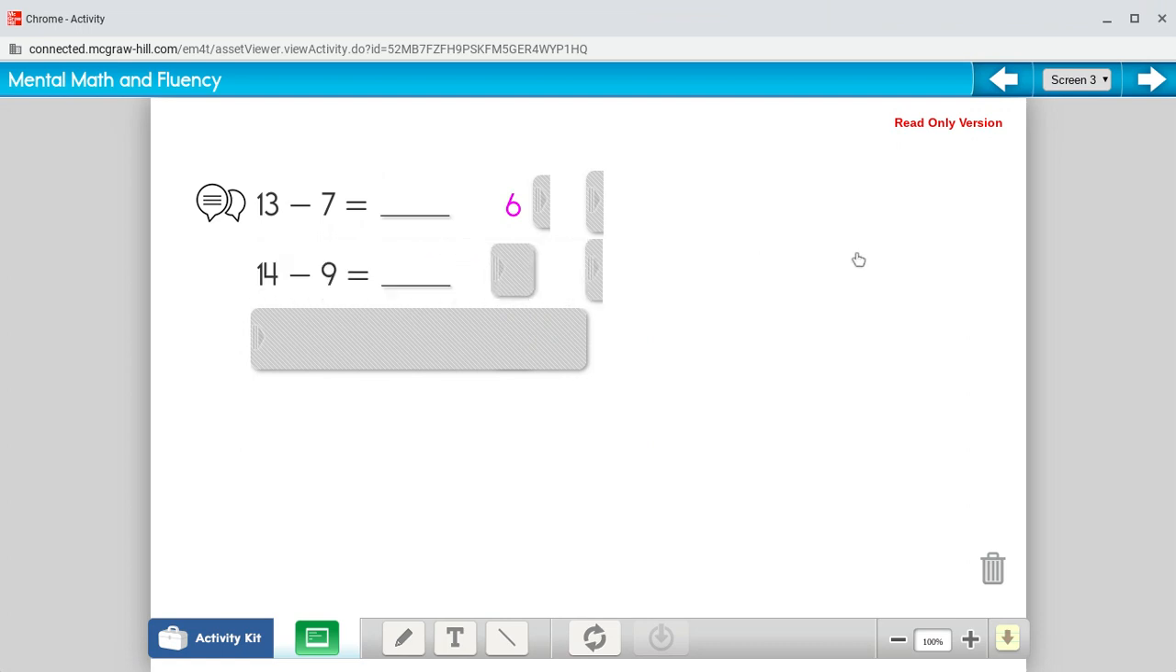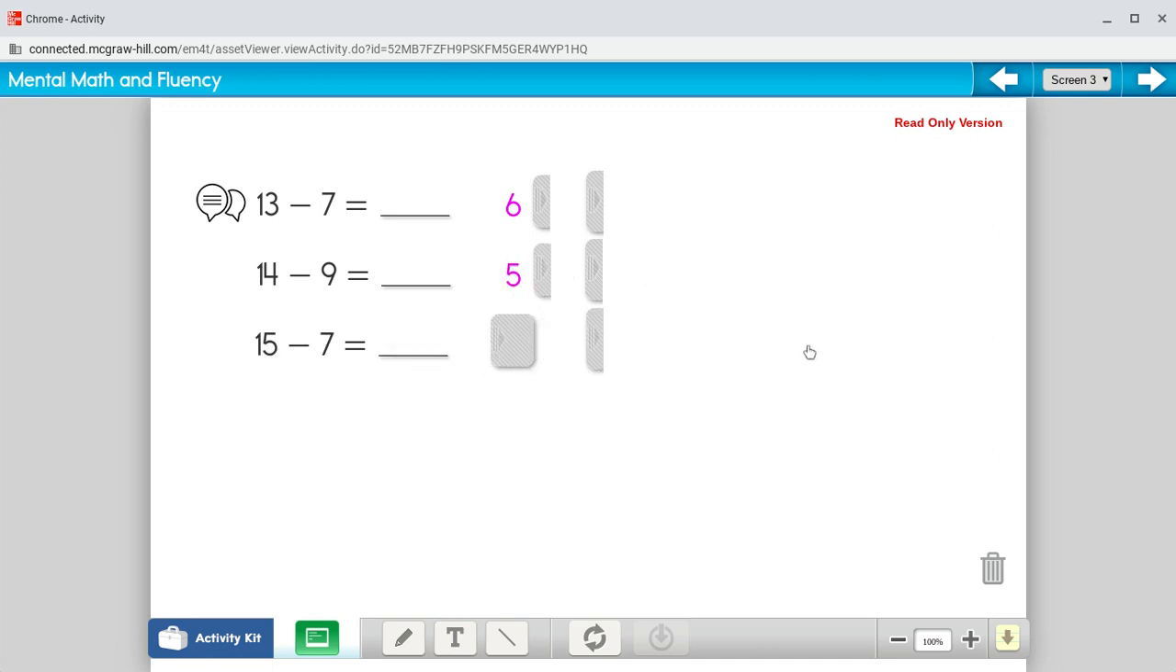And then we have 14 minus 9. So 9 plus what is going to give me 14? I like to think of 14 minus 10. It's a really easy one to work with. And then I would just have to add one more to my answer. 14 minus 9 is going to give me a difference of 5.